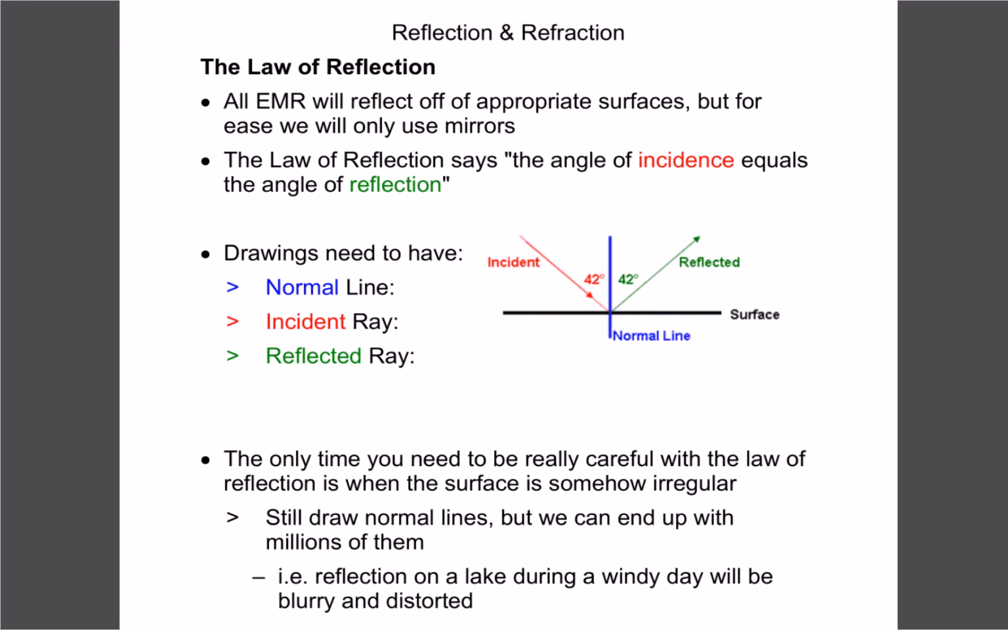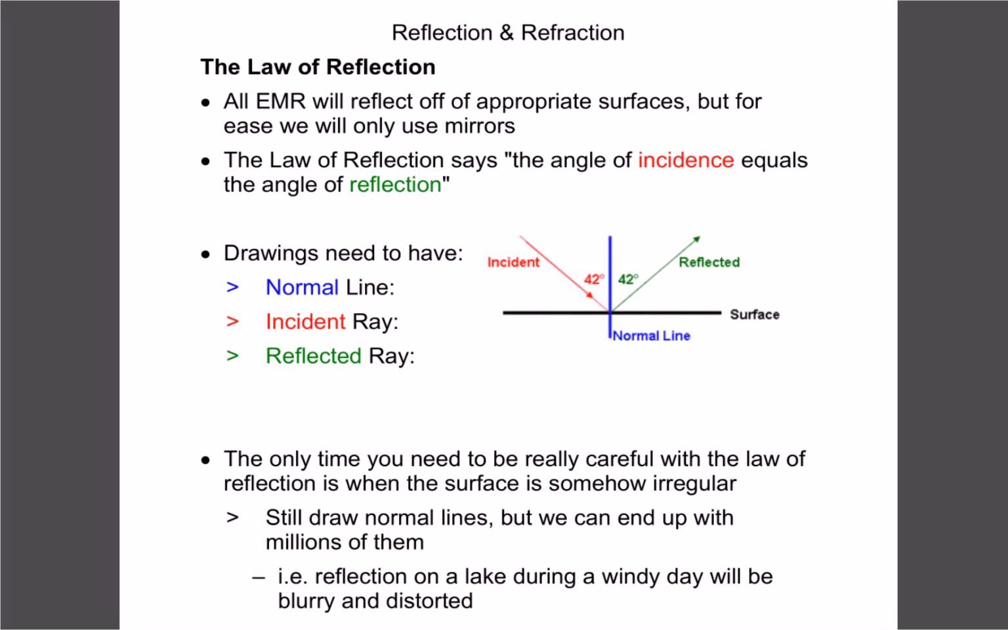Okay, today we're going to look at what happens with EMR waves. We're going to treat them as waves, and we're going to look at what happens when a wave hits a different surface. So the first thing we're going to look at is what happens when it hits a flat mirror. And it doesn't have to be a mirror, but we typically use mirrors. It could be water, it could be anything that's shiny and smooth.